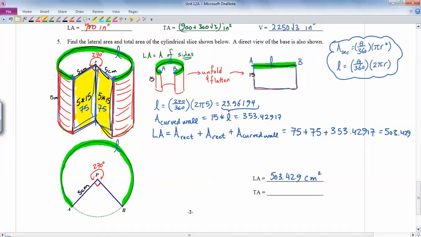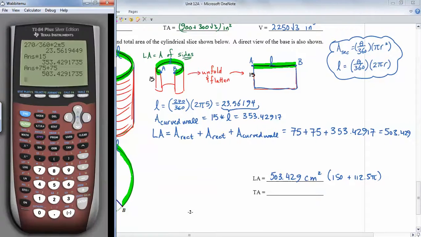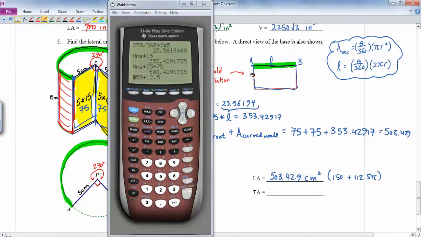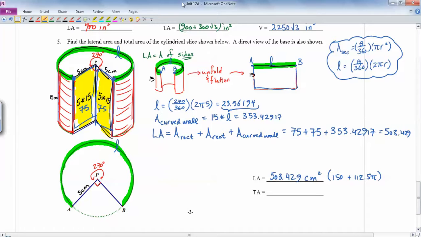Now, I have it in exact form too. In exact form, this is 150 plus 112.5 pi. So let me check that just to make sure. 150 plus 112.5 pi. Okay, good. That's right.